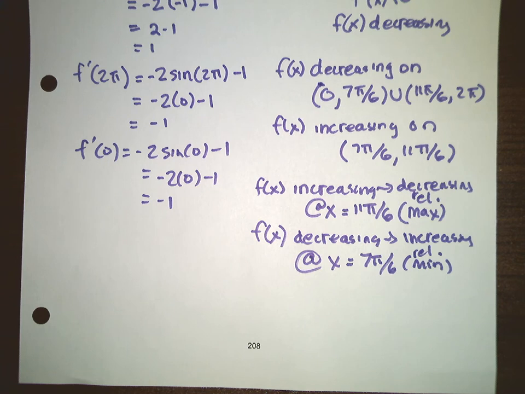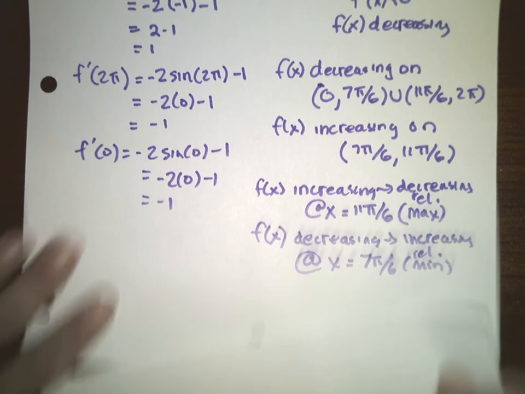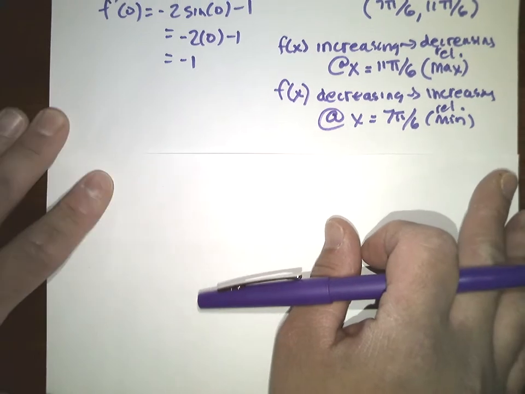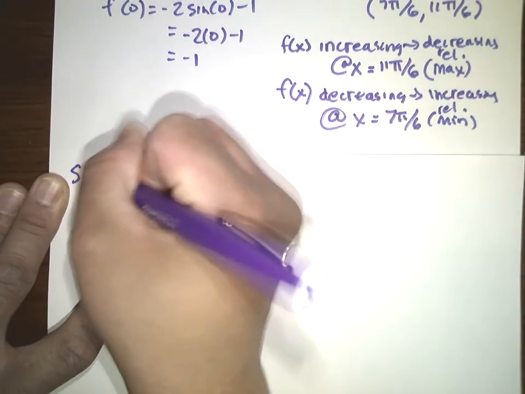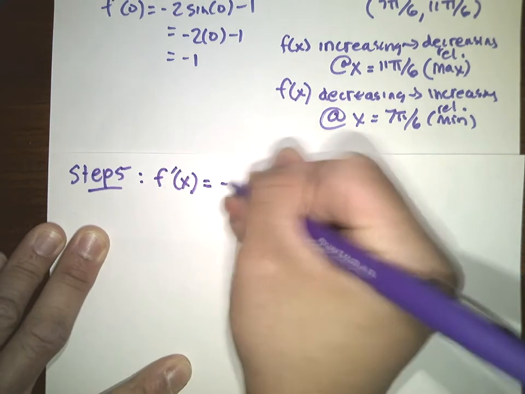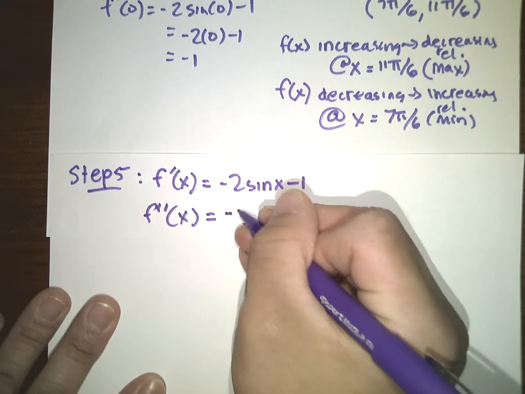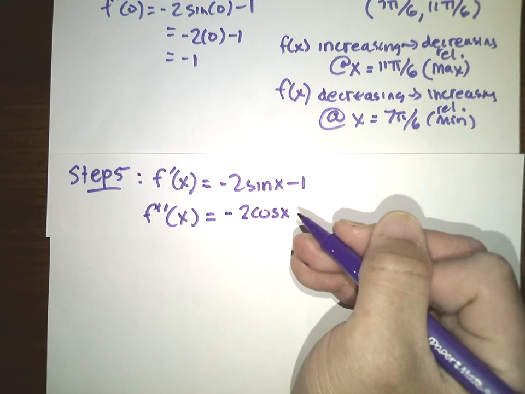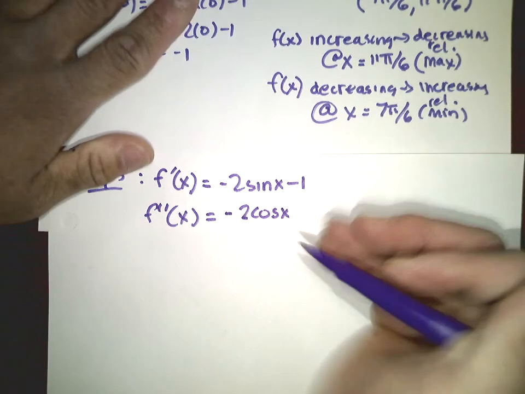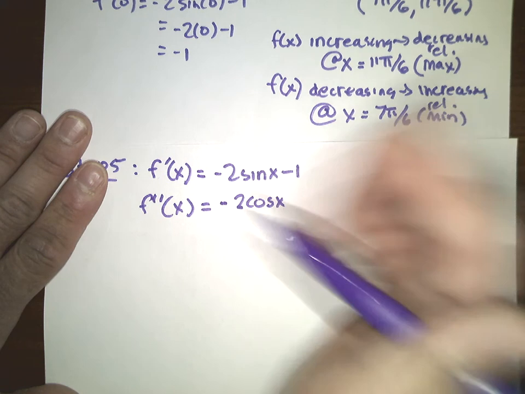So now let's go ahead and look at the second derivative, and then we have to find the extremum, and then we will graph this real quickly and wrap it up. All right, so step 5. The first derivative was negative 2 sine of x minus 1. The second derivative then will be negative 2 cosine of x. And what I'll do here is set this equal to 0.